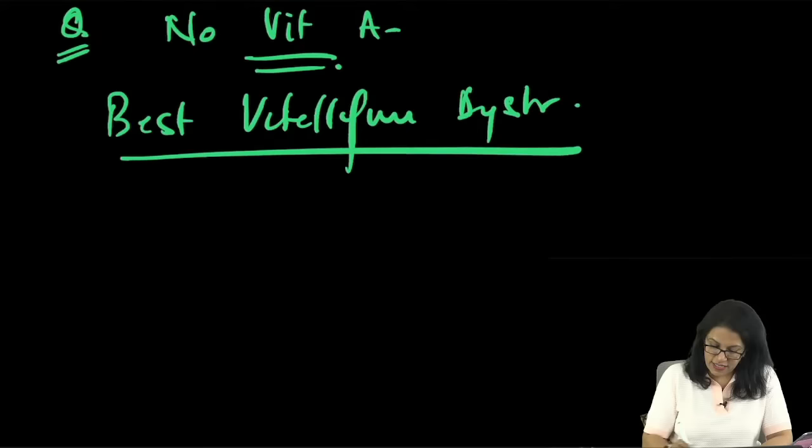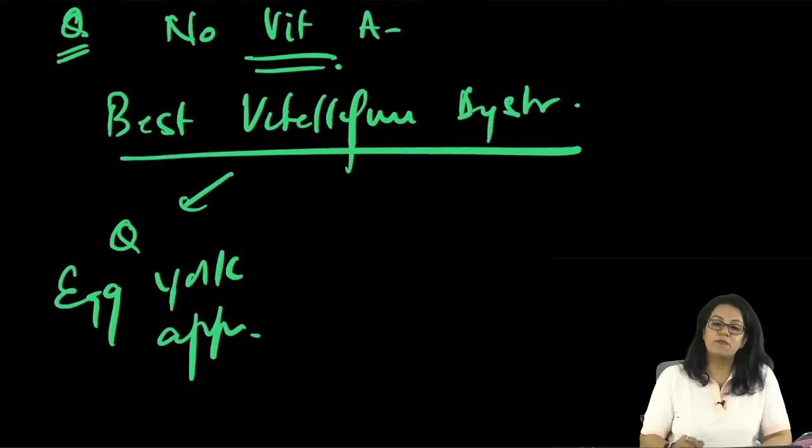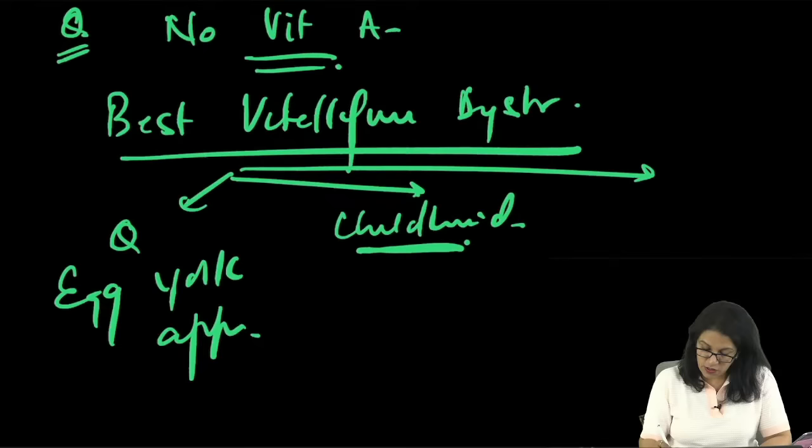Egg yolk appearance, right? This is one thing they have asked you. After some time, the vision will drop to 6 by 60, but at a later stage. And of course, this is a childhood disease only. You know, it is an autosomal dominant childhood disease. And what they have asked you is about electrooculogram.